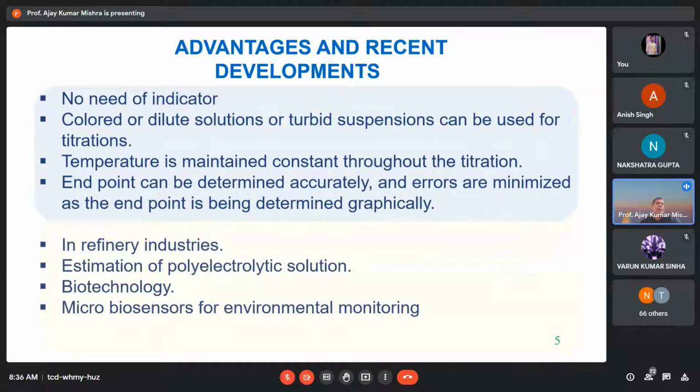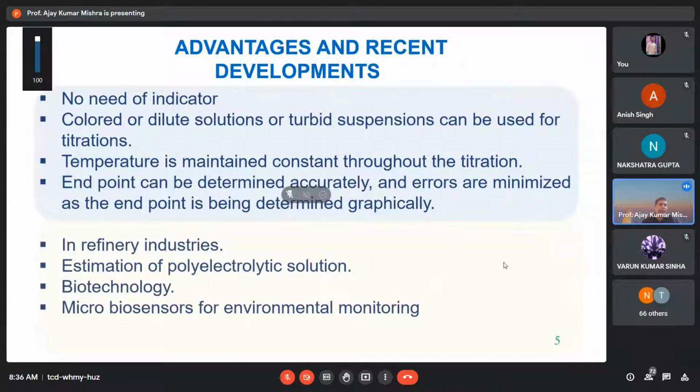There are some advantages and disadvantages as well. You can try to see how you make the solution. The biggest advantage is that you are not looking for any indicator here, right? Also, a colored or dilute solution or a turbid suspension can be used for the titration. But obviously, if the solution is very dilute or highly colored, you need to look at how you can do this experiment.